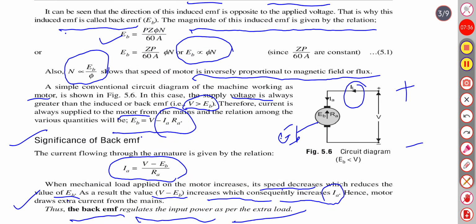So whenever the mechanical load applied on the motor increases, speed decreases, and because of that Eb reduces. As a result, V minus Eb increases, which consequently increases armature current. Hence the motor draws extra current from the mains. Thus the back EMF regulates the input power as per the extra load.